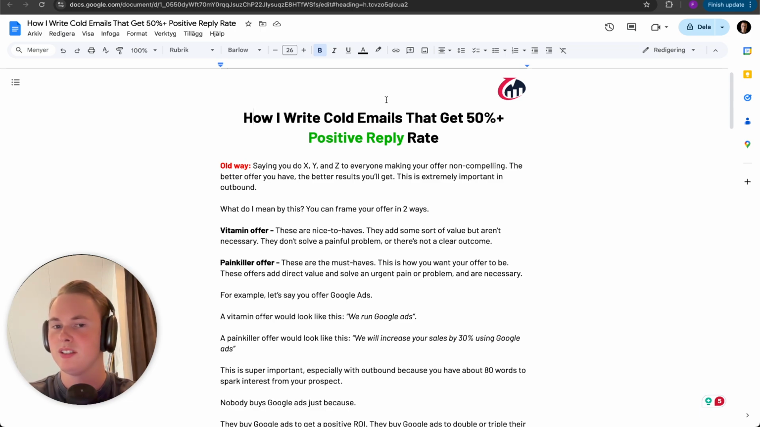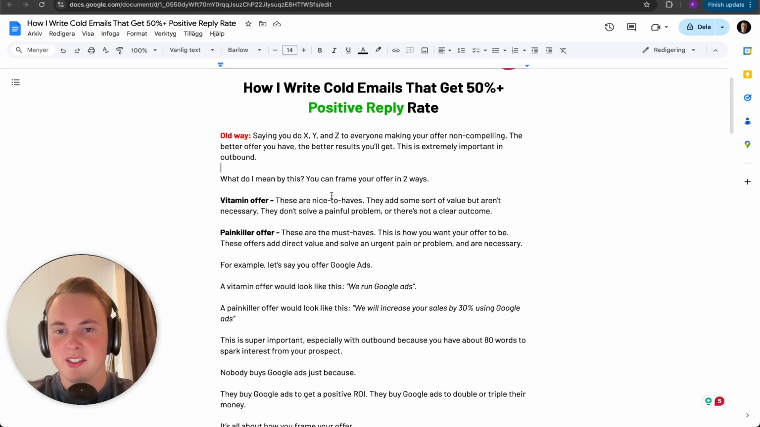So basically, the old way of doing copywriting with cold emails is you say do X, Y, and Z to everyone, and this just makes your offer non-compelling. And obviously, you've probably heard this as well, but the better offer you have, the better results you'll get. This is also extremely important in outbound, especially since you have like 80 words to show interest and to actually grab someone's interest and attention, basically.